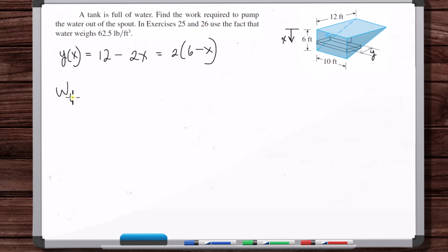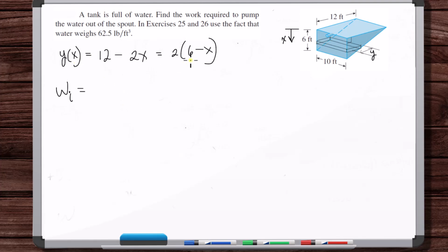So now what is the work required to move the ith block of water up to the spout? All right, so the cross-sectional area, and you might be saying, well, what do we use? Do we calculate cross-sectional area at the top or the bottom? Well, we're going to just write it like this. We're going to say the cross-sectional area is 10 times y.